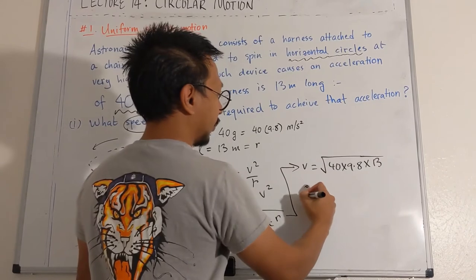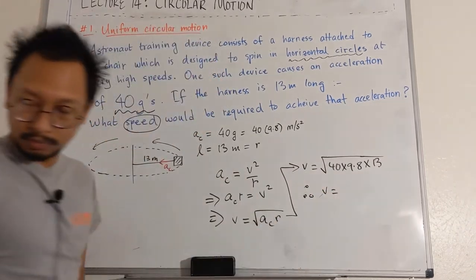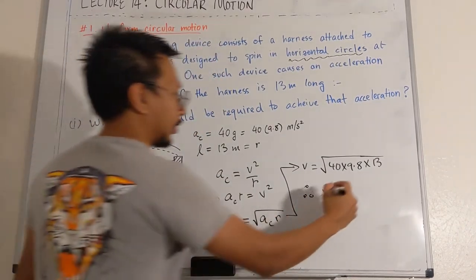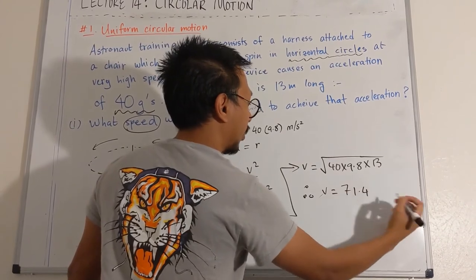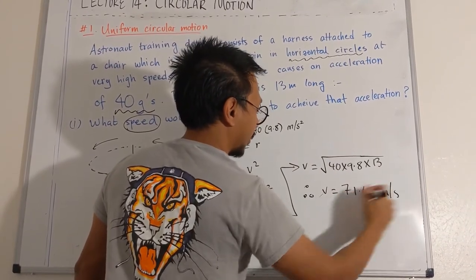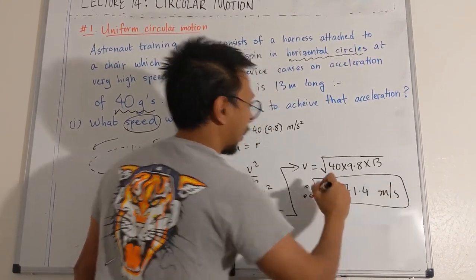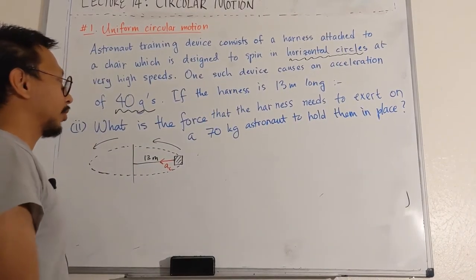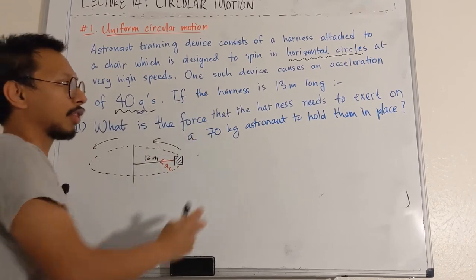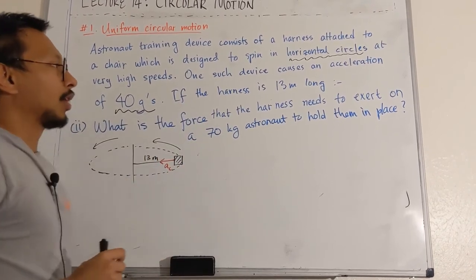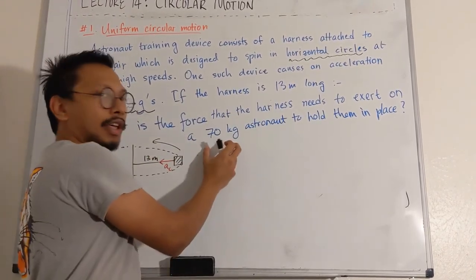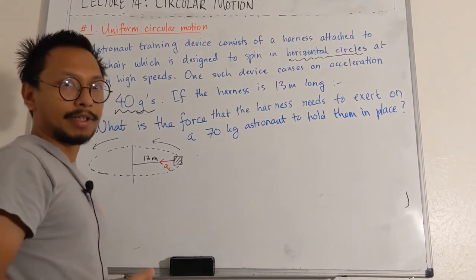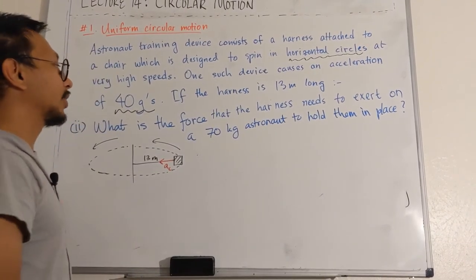This comes out to be 71.4 meters per second, a very, very high speed. Now there's a second part of the question which asks us, what is the force that the harness or the arm needs to exert on a 70 kilogram astronaut to hold them in place, right? So what is this force actually?